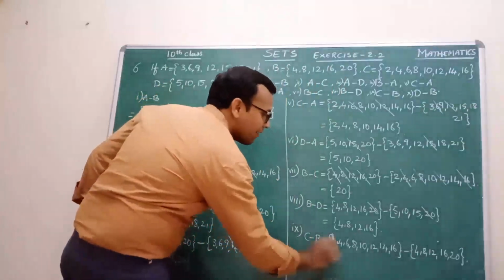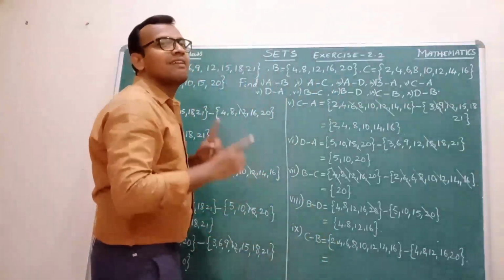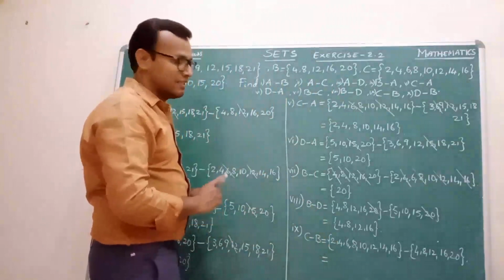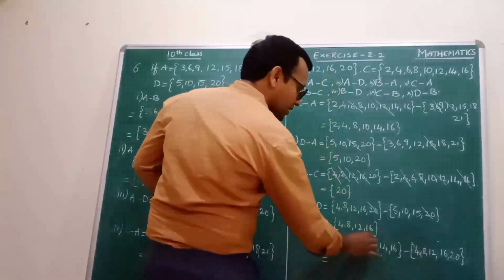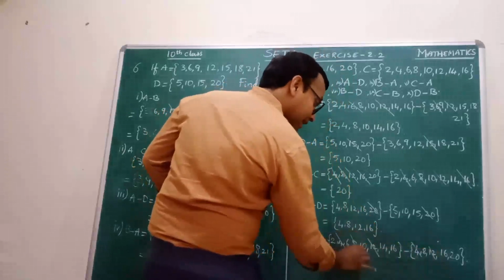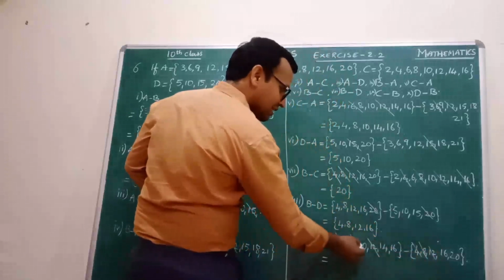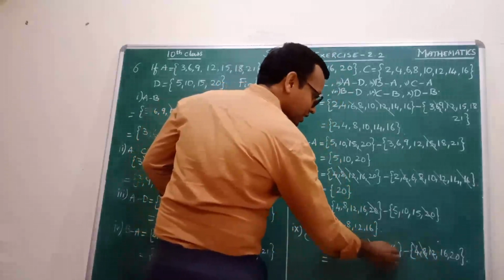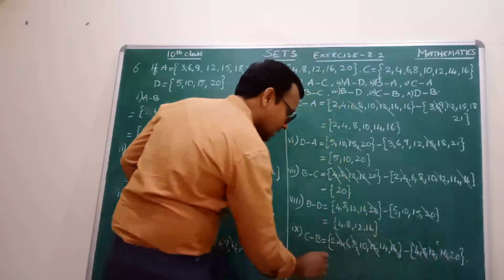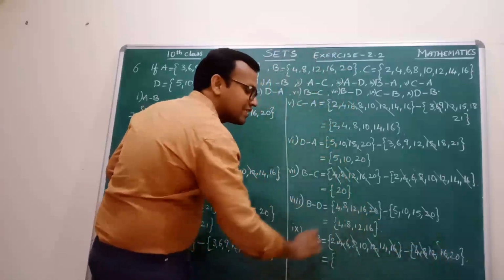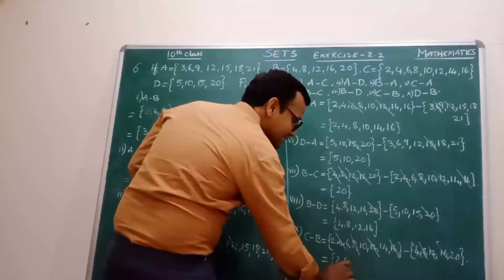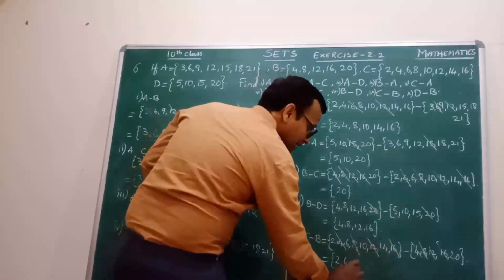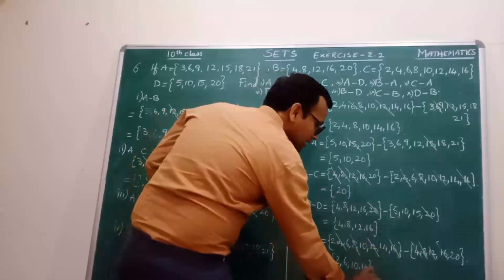Now cancel the common elements and list the elements left in the first set, right? So 4 is common, great. 12, 8 is also common, right? 10 not there, 14 not there, 16 is common, right? Now the elements in the first set are left in the first set. 2, 6, 10 and 14.